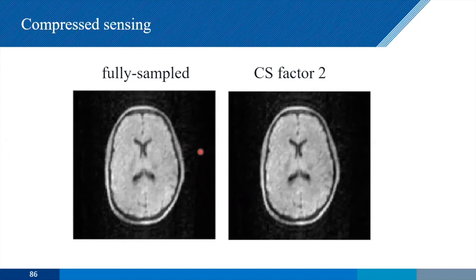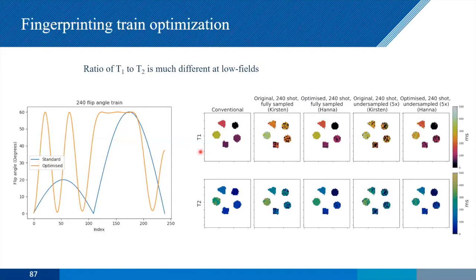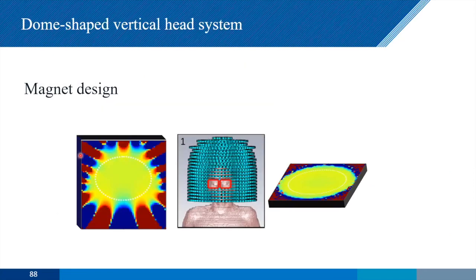Compressed sensing is another thing that we've been doing. It works fine. And in terms of things like fingerprinting, it's interesting that fingerprinting works, but if we look at low field, the ratio of T1 to T2 is very, very different than it is at 3T. What this means effectively is that the optimized flip angle train becomes very different at lower field than it is at higher field. If you do that, then you can still get very good results potentially from fingerprinting.